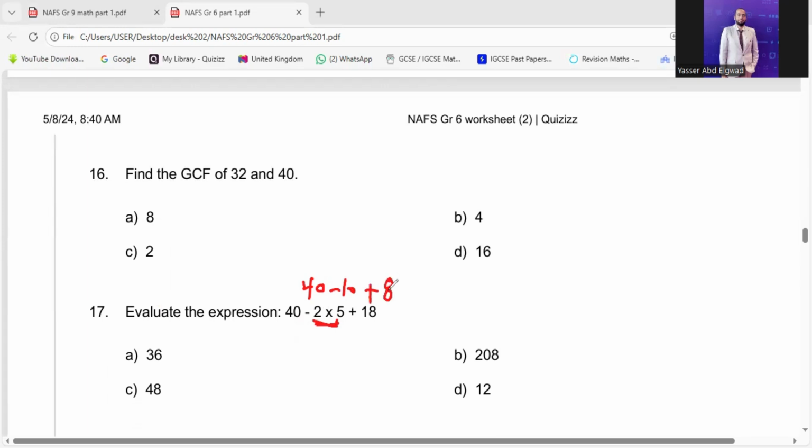After that, we do it from left to right: 40 minus 10, we get 30. 30 plus 18, we get 48. The answer is 48. The next one, 18, the next question.